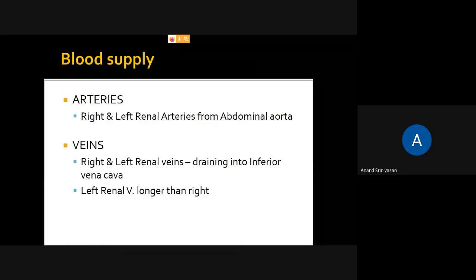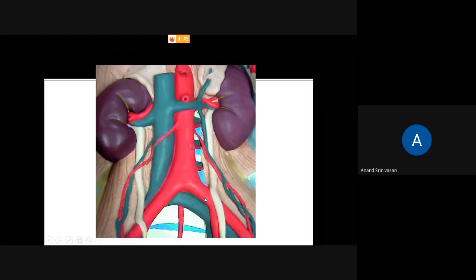All right, then the left renal vein is longer than the right. Here you can see the left renal vein is longer than the right. Now why is it like that? Can anyone tell me why the left renal vein is longer than the right renal vein?